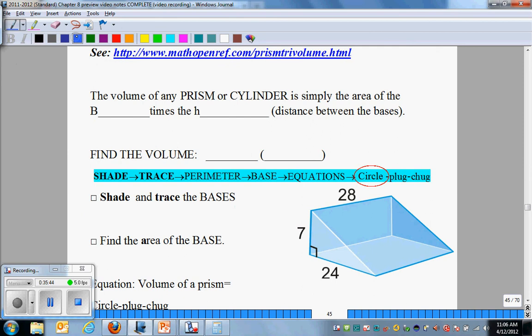Volume is area of the base, underline that word area, times the height. And remember, height means the distance between the bases. Very important. The distance between the bases is the height. So to find volume, it's area of the base. Notice I use a capital B to represent area of the base times the height.